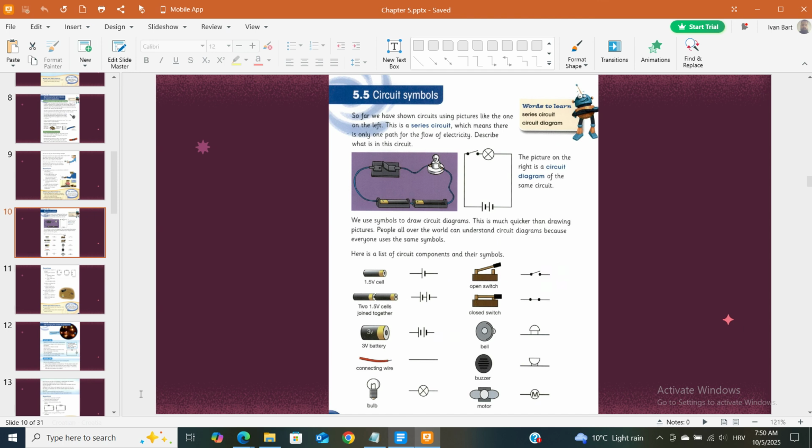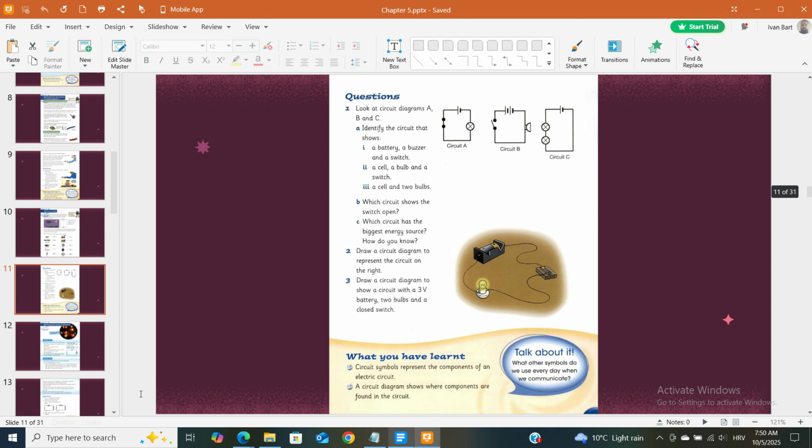We use symbols to draw circuit diagrams. This is much quicker than drawing pictures. People all over the world can understand circuit diagrams because everyone uses the same symbols. Here is a list of circuit components and their symbols. 1.5 V cell. 2 1.5 volt cells joined together. 3 volt battery. The open switch, closed switch, bell, connecting wire, bulb, buzzer, motor. Questions. 1.